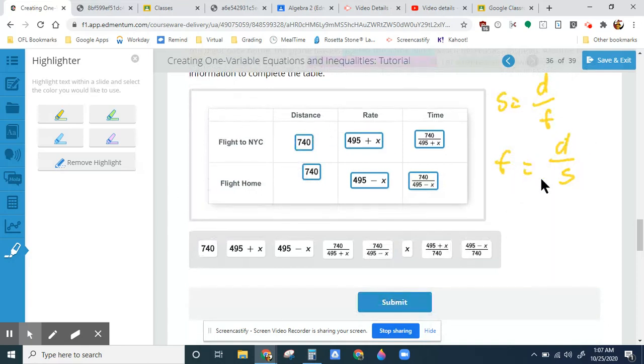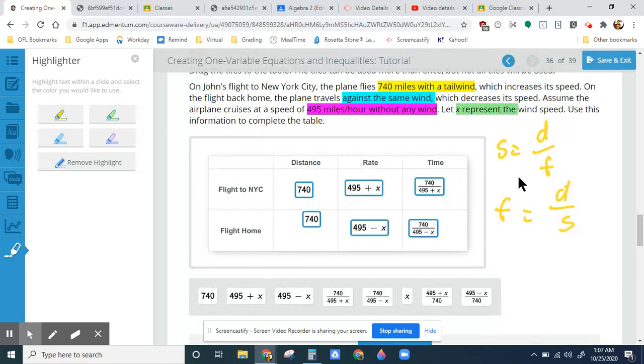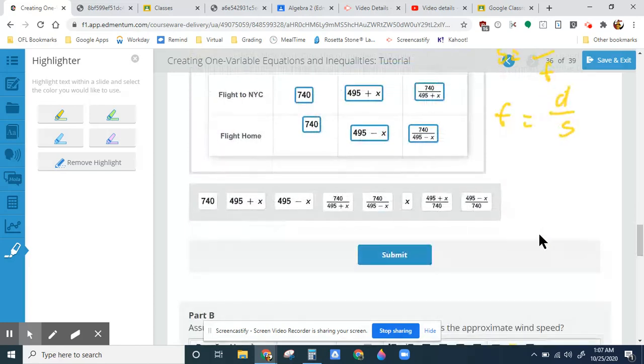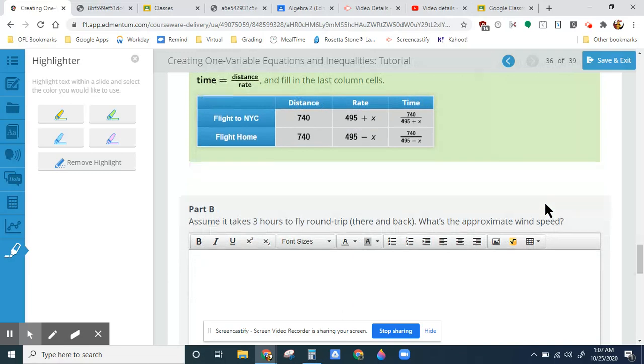Perfect. I never remember it as time equals work divided by rate. I always remember it as rate is equal to work divided by time. So it's interesting that they kind of teach the other way. I understand why they do it because it's still true, but it's just interesting. So there we go. Filled in the chart.